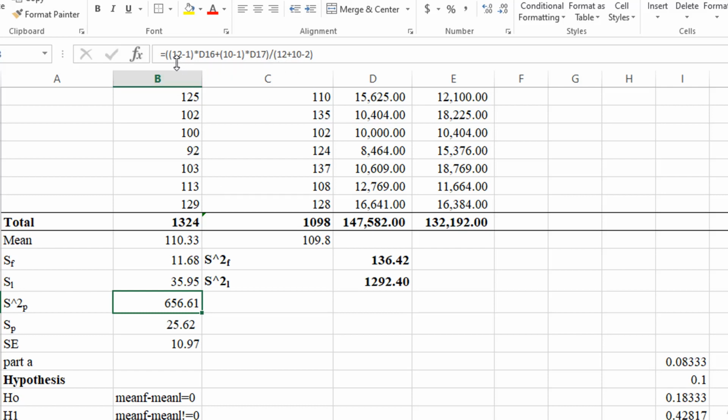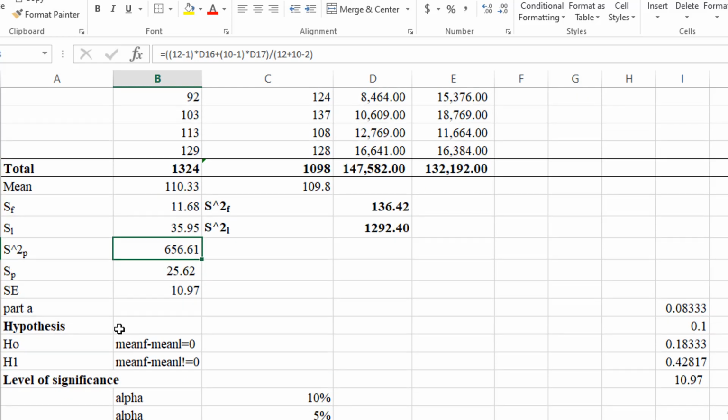So n1 minus 1, 11, into s1 square, and into 11 plus 10 minus 1, here 10 minus 1, 9, into s2 square, 1292.40, divided by 12 plus 10 minus 2, which is also used as a degree of freedom, which is equal to 656.61. So taking the square root of this value, we will get the pooled estimate of these two distributions jointly.